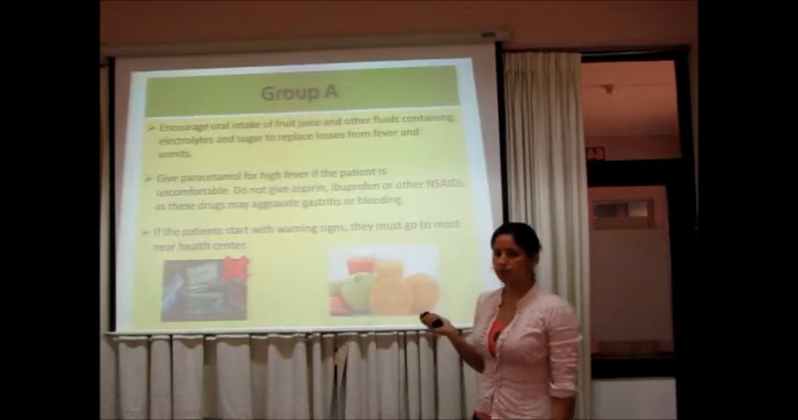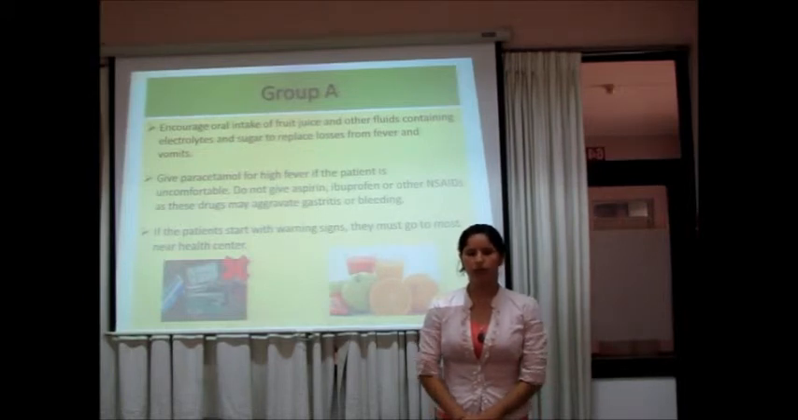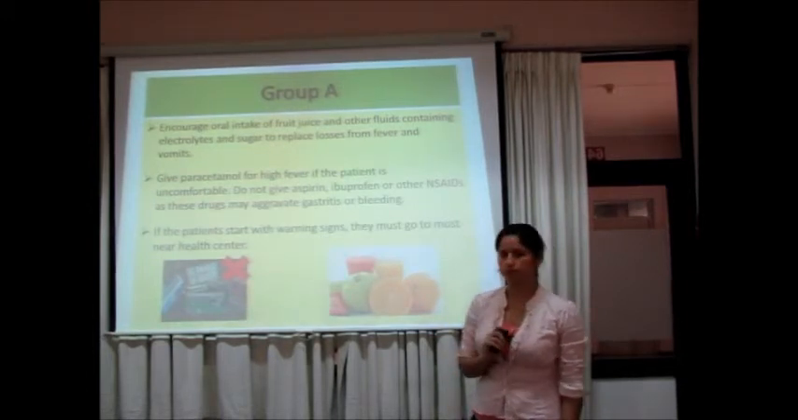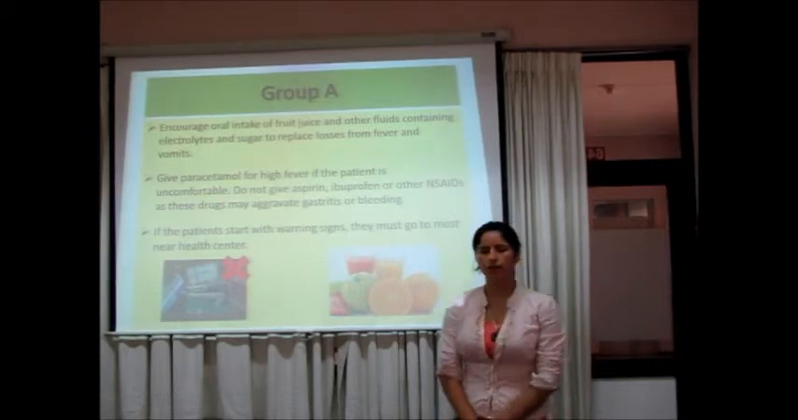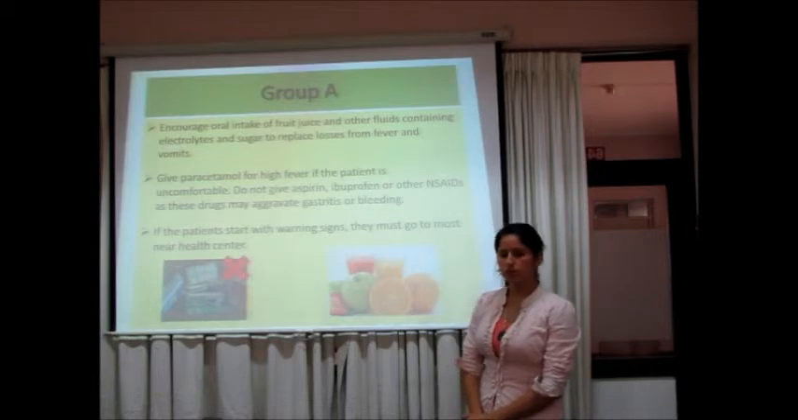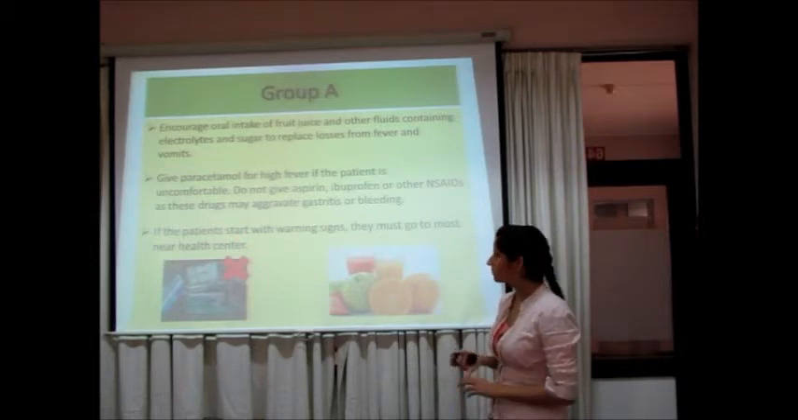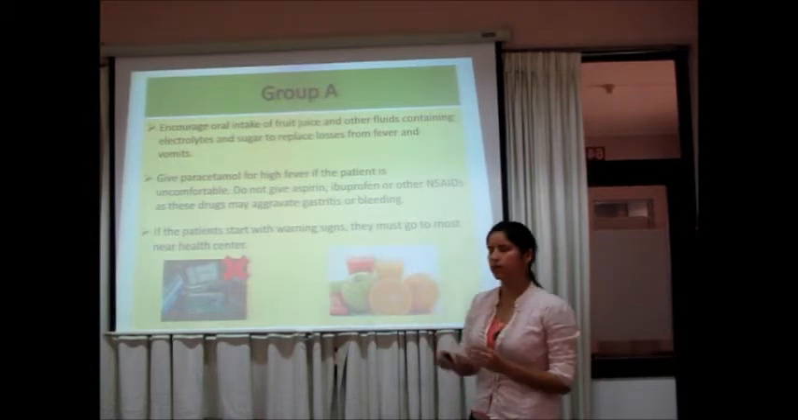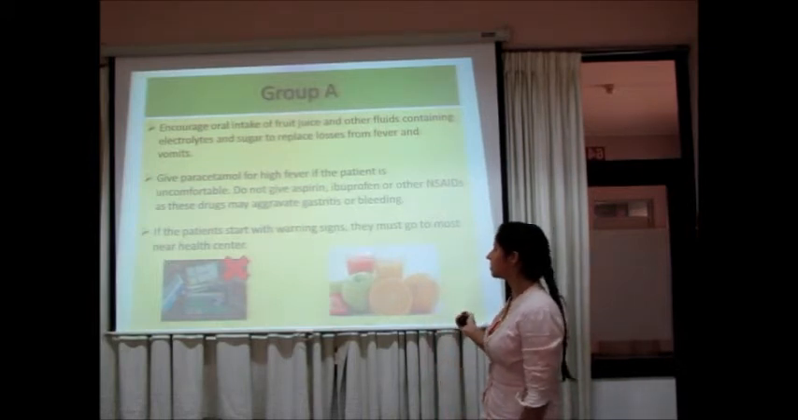Group A. This patient may be sent home. These are patients who are able to tolerate adequate intake of oral fluids and pass urine at least once every 6 hours and do not have any of the warning signs. To treat some symptoms that could present, the following is recommended. Encourage oral intake of fruit juice and other fluids containing electrolytes or sugar to replace losses from fever and vomiting. Give paracetamol for high fever if the patient is uncomfortable. Do not give aspirin, ibuprofen, or other NSAIDs, as this group may aggravate conditions like gastritis or bleeding. Okay? If the patient starts with warning signs, they must go to the nearest health center.